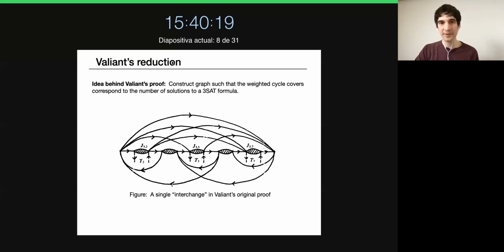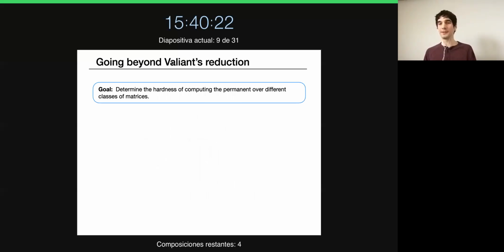So for the purposes of this talk, how do we go beyond what Valiant has done here? The overarching goal is to determine what the landscape of permanent hardness is. Are there different classes of matrices for which the permanent is easy, or is it just the case that you pick any class of matrices and it's hard to compute the permanent of those types of matrices?